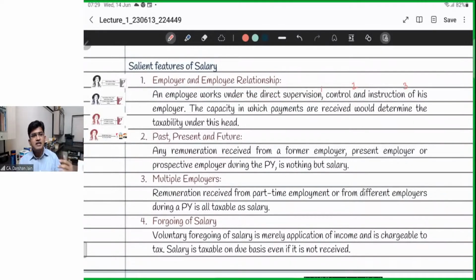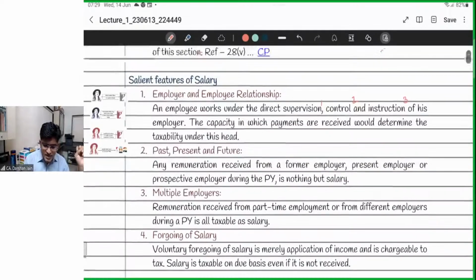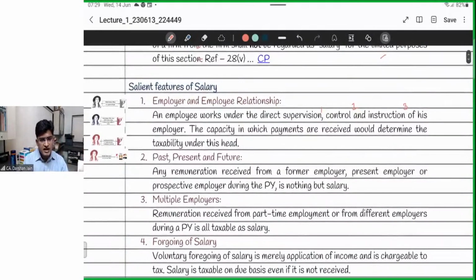Now, when you look at the agent and principal relationship, you'll find that it is almost the same. The agent would work at the instruction of the principal. Most of the time the principal would supervise the work of the agent. However, the control is missing. There is no direct control over the agent, and usually there is lesser supervision also. The agent is independent in a way. However, an employee isn't, right? The capacity in which payments are received would determine the taxability.